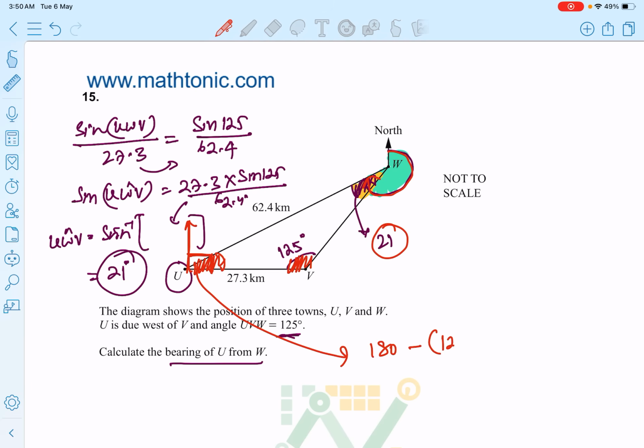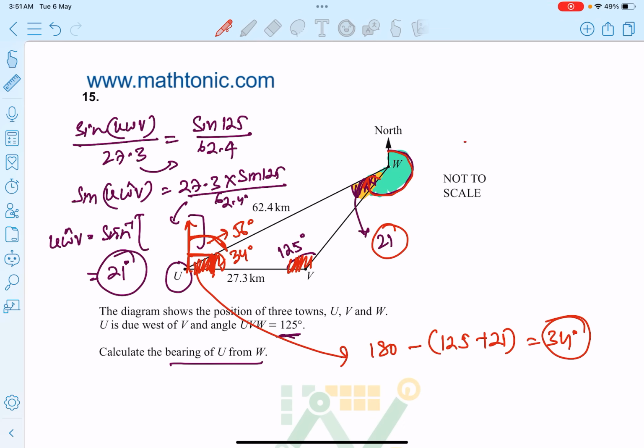180 minus (125 plus 21). When you do this, what is the angle you are getting? I think you might get the angle 34 degrees. That means this small angle I'm getting is 34 degrees, and this one is 90. So this angle should be 180 minus 34, that equals 56 degrees.